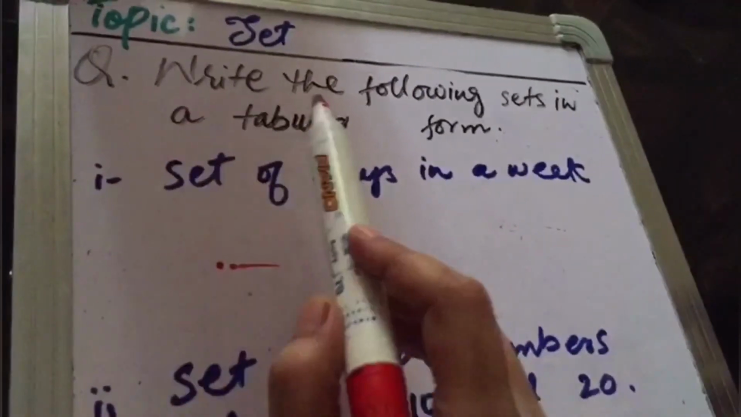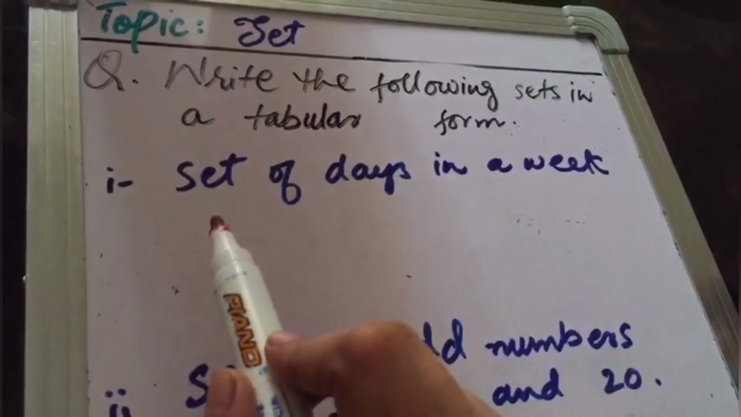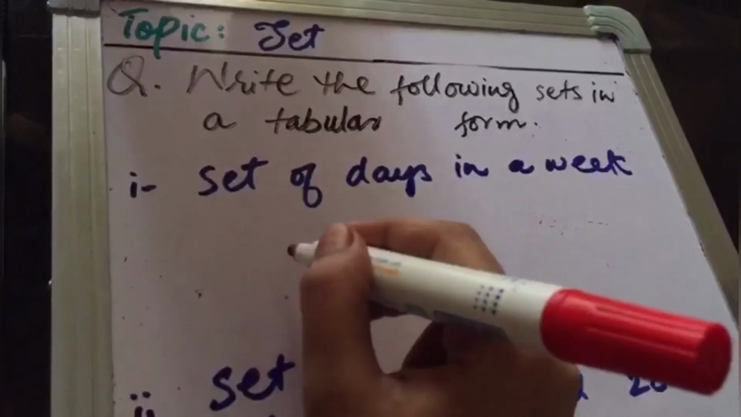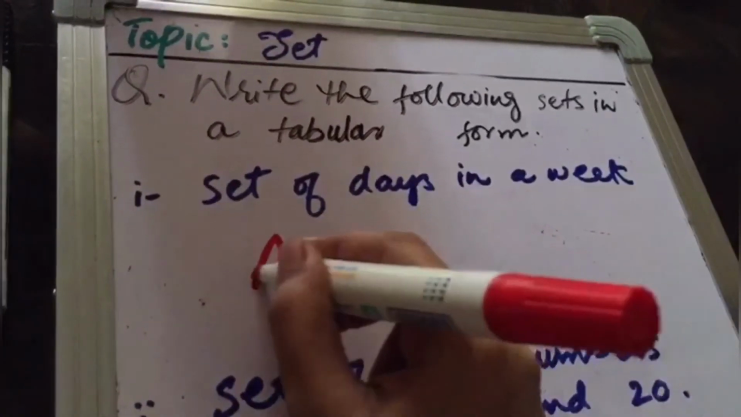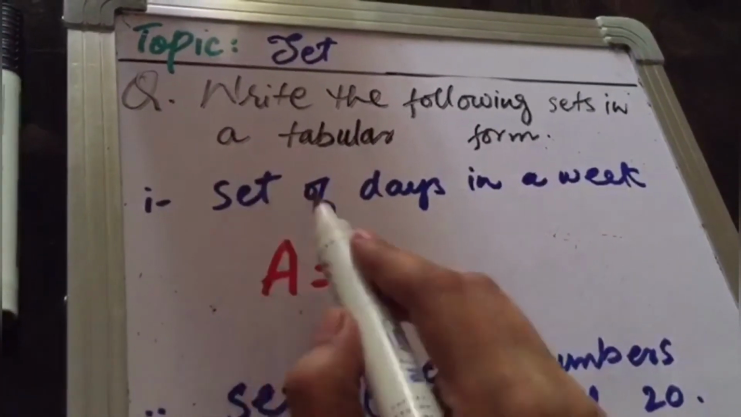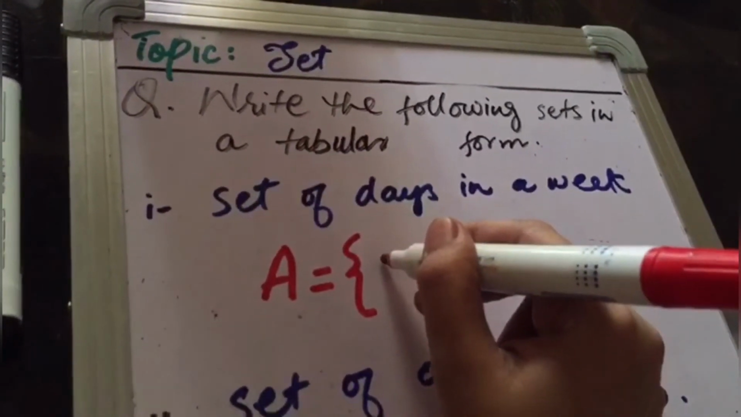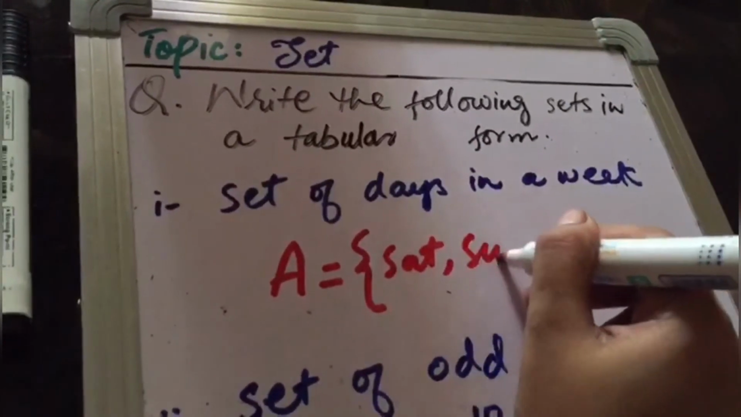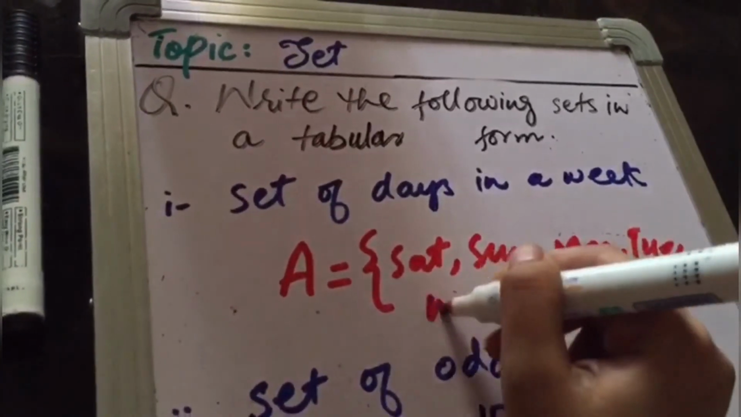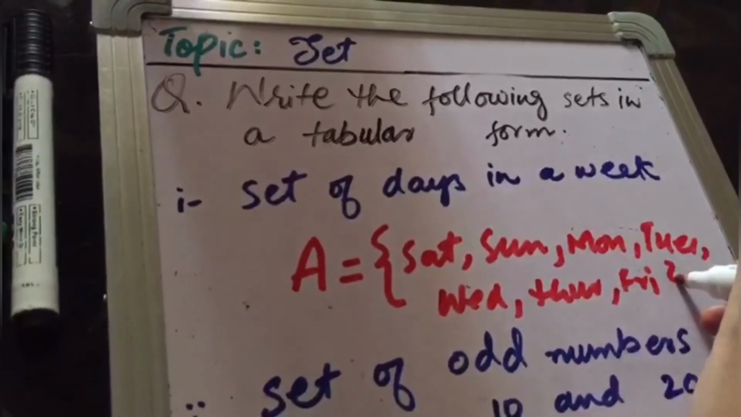Now the question is, write the following sets in a tabular form. How will you write it in the tabular form? Set of days in a week. First you will write the name of the set. I am taking it A. A is equals to, now open curly brackets, the set of days in a week. You know very well the days in a week are Saturday, Sunday, Monday, Tuesday, Wednesday, Thursday, Friday, and close the curly bracket.